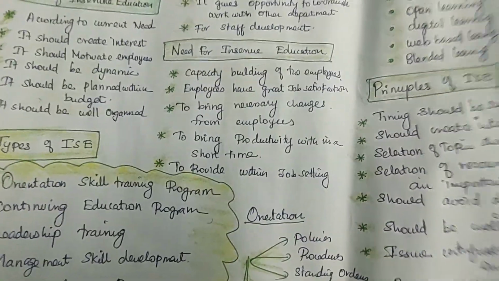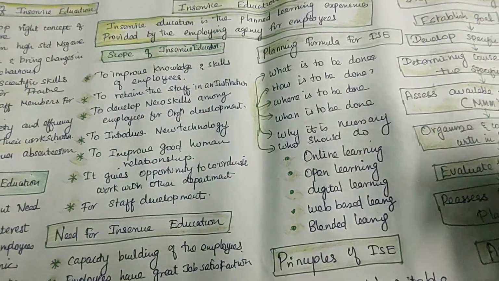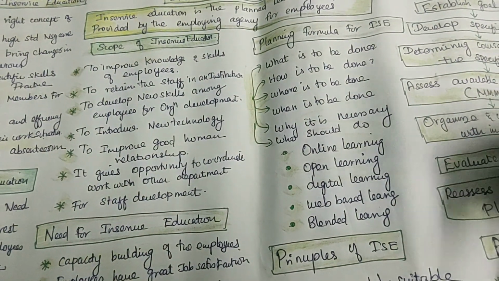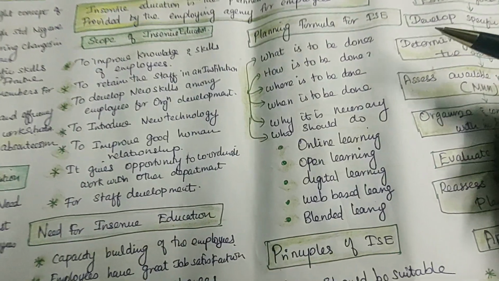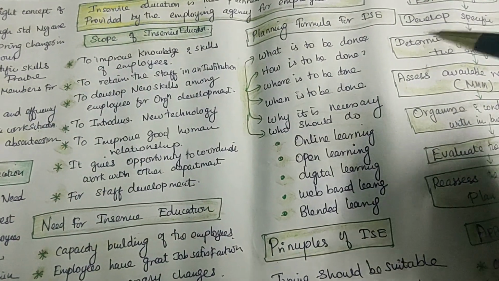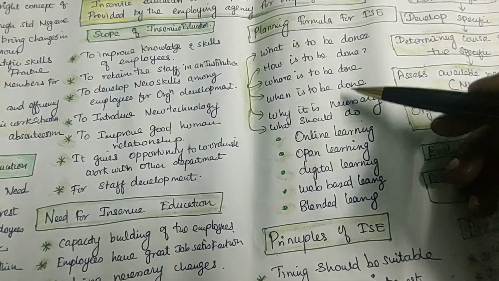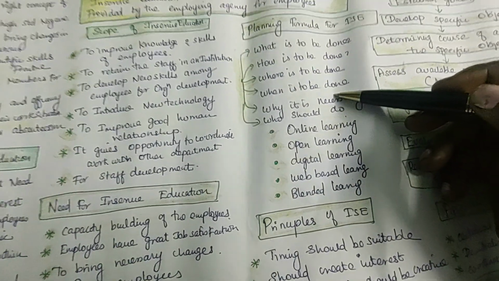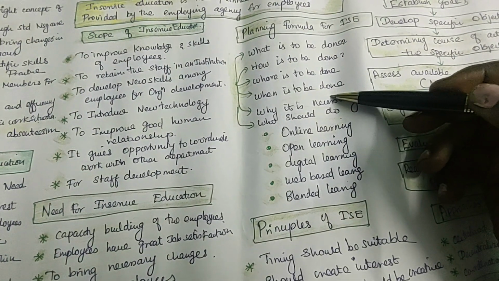Okay, how will we plan? What is the planning formula for this in-service education? We have to think what is to be done, how, where, when, why it has to be done, what is necessary, and who should do it. So all these questions should be in your mind. You have to think about what kind of strategies or protocols you are going to follow to conduct the in-service program.